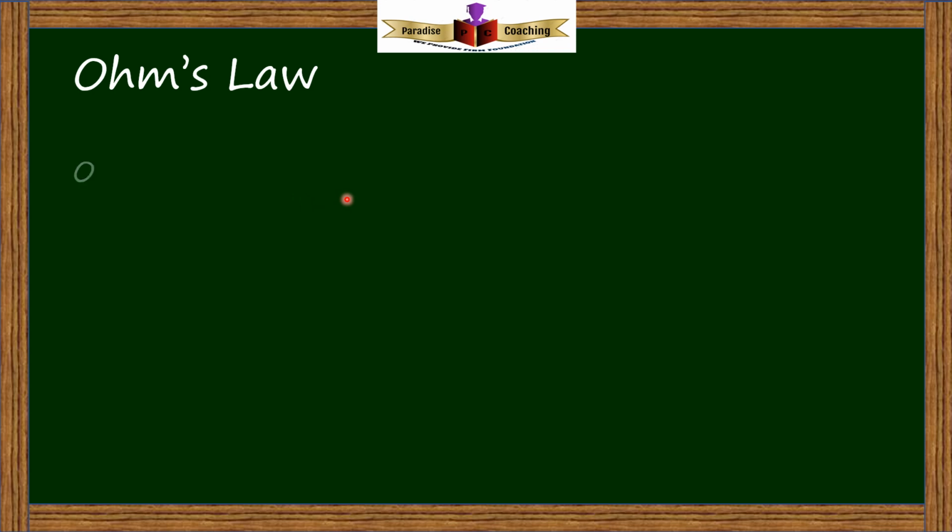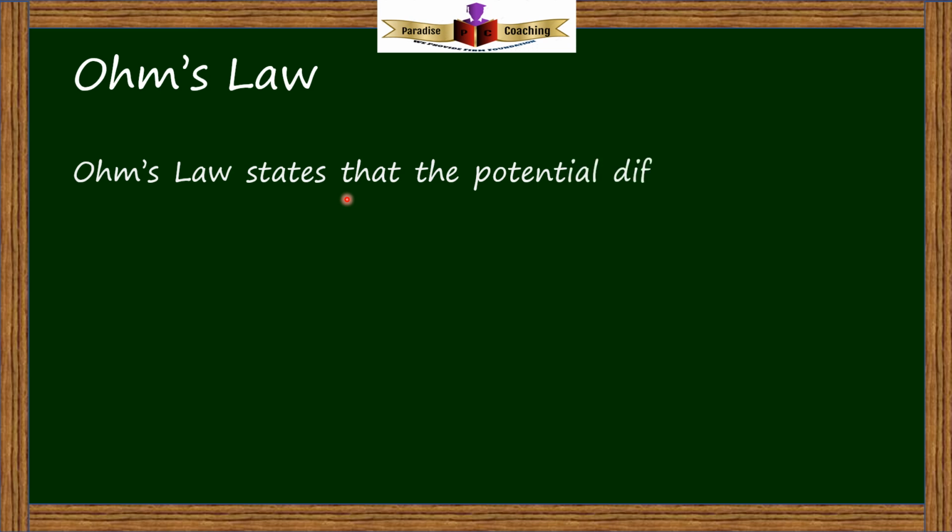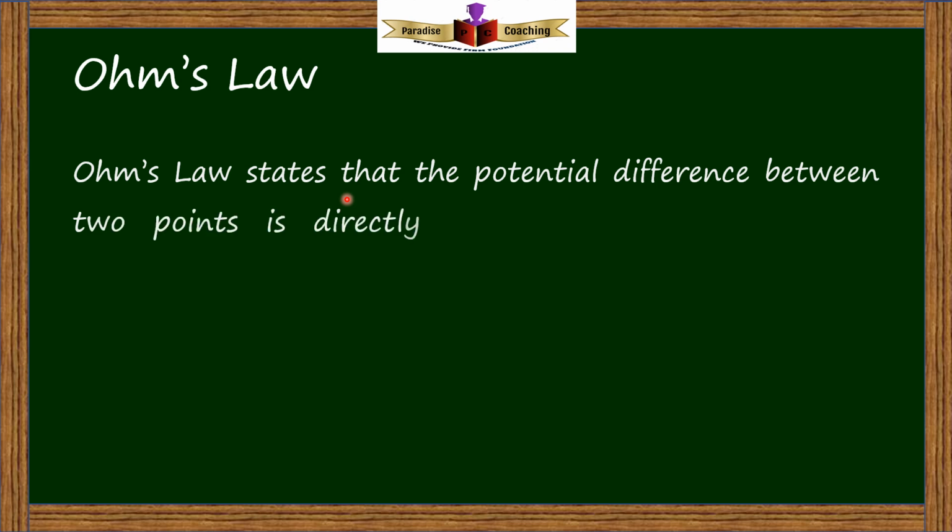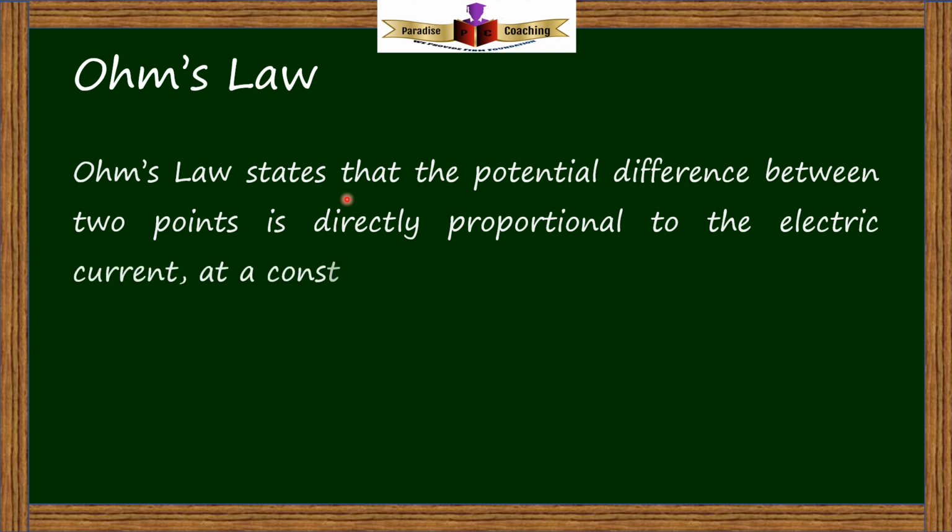If you recall Ohm's law given by Georg Ohm, it simply states that the potential difference applied across any 2 points will make a current flow through the conductor, and this current will be directly proportional to the electric voltage or the potential difference applied.